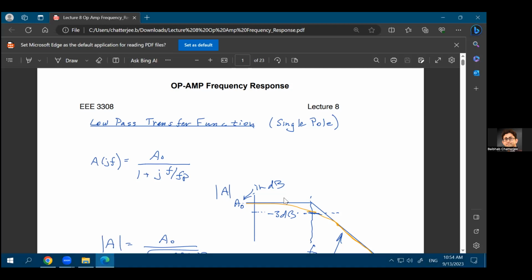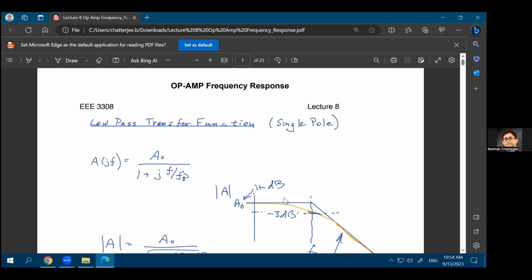Some of you might already know that the half power point is the 3 dB bandwidth or the pole frequency of a low pass filter or any filter per se, but we're taking the example of a low pass filter. So that's also called the frequency of the pole.